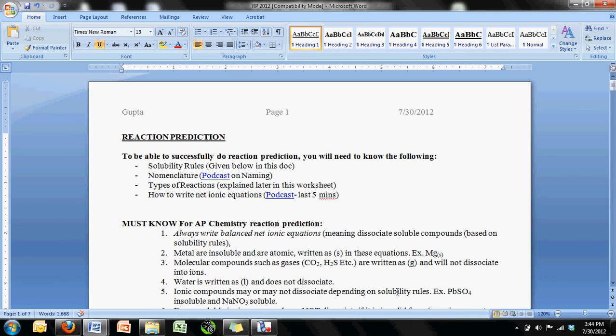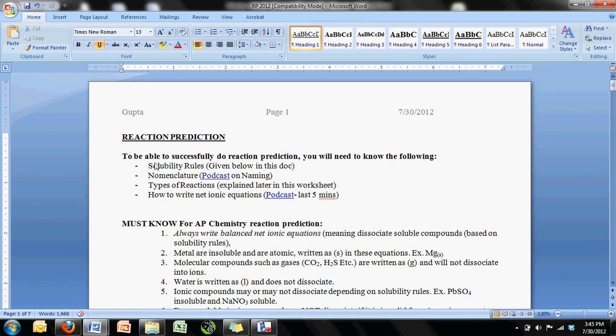The resources that you need for these three podcasts are 2 worksheets. The first worksheet is what is projected on the screen here. It's called Reaction Prediction 2012, and the second worksheet that you need is called Naming Inorganic Compounds. Both these worksheets are uploaded with the podcast for your reference.